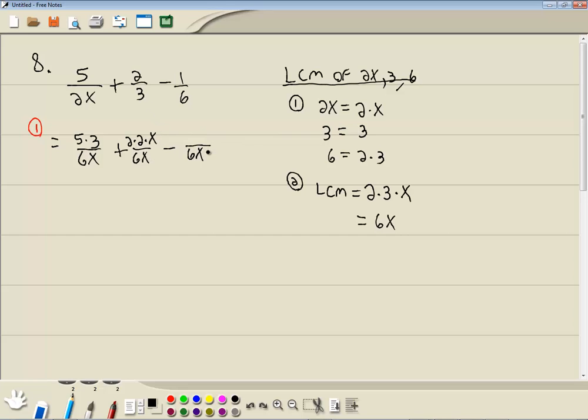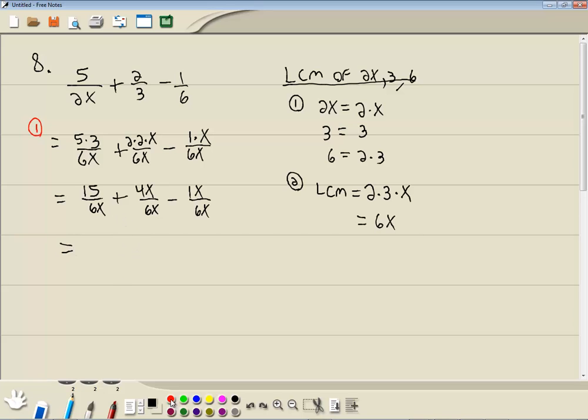Now over here, the 6 is still there. The only new thing down here is an x. And again, that's multiplication, 6 times x. And so we multiplied the bottom part by x, we have to multiply the top part by x. Well, 5 times 3 is 15, so we got 15 over 6x. Plus, 2 times 2 is 4, so we got 4x over 6x. Minus, 1 times x is 1x over 6x.